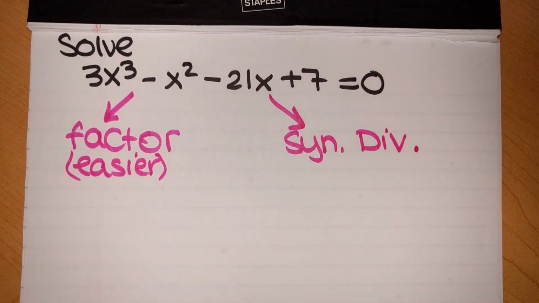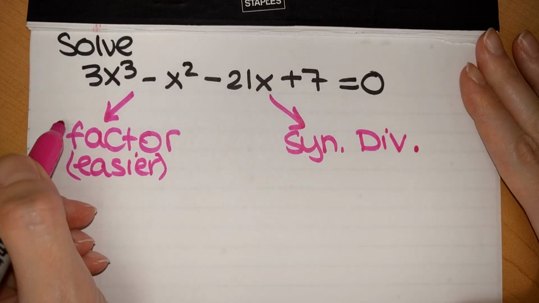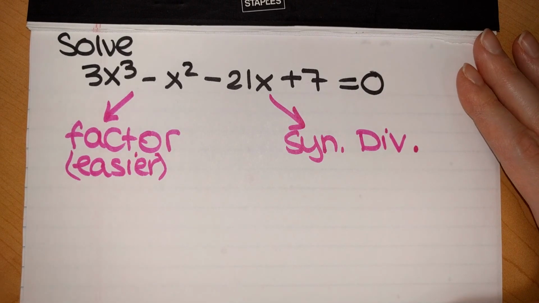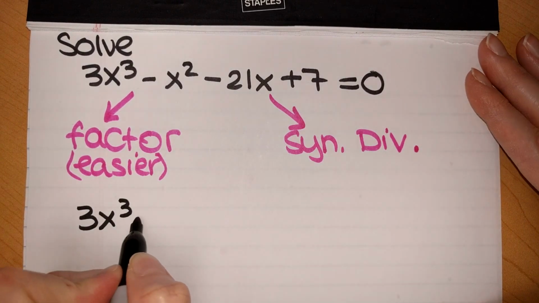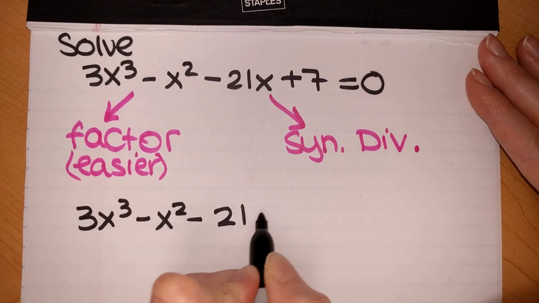So I could test zeros, or I could use my graphing calculator to find out where one of the zeros is and then reduce the polynomial that way. So for this particular question, if you try to factor it, you're going to see that it does factor out very nicely. So let's go through that.